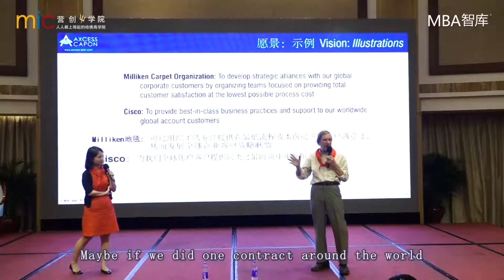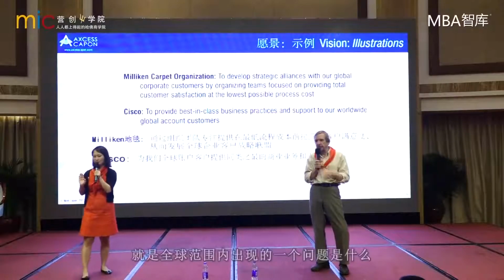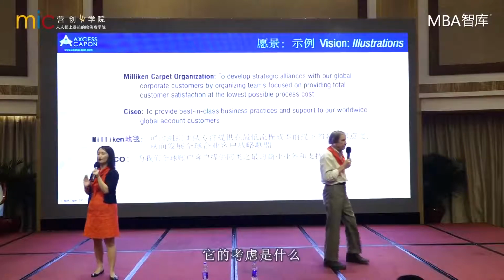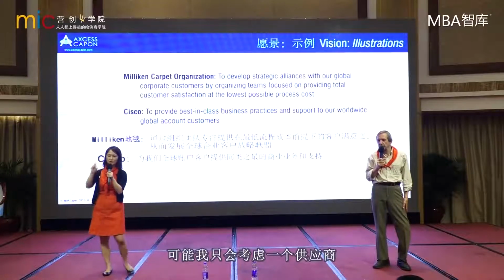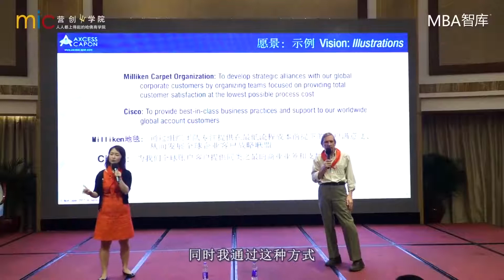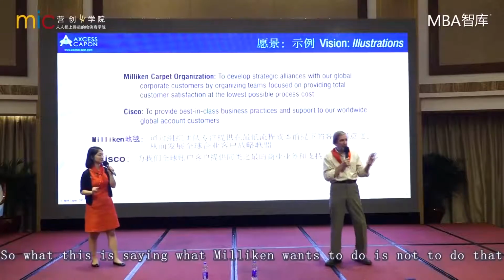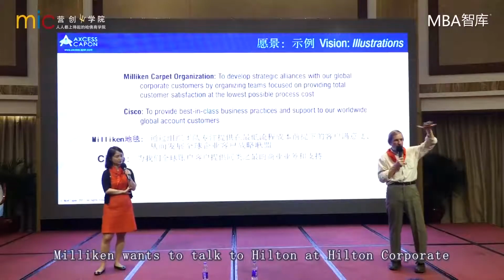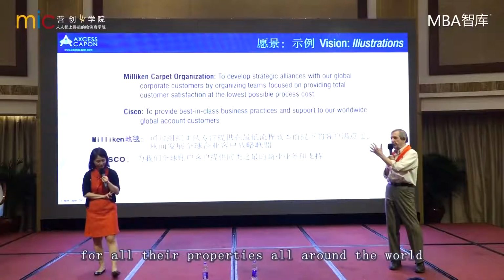But let's suppose someone at Hilton Corporate says, well, we're buying carpet in all these different countries. Maybe if we did one contract around the world, we would end up with better service and maybe a better price. 刚才我们其实讲到了这个问题，就是全球范围内出现的一个问题是什么？供应商数量被砍掉了，所以对于希尔顿酒店的时候，他的考虑是什么？可能我不会说法国用一个供应商，英国用一个供应商，美国用一个供应商，可能我只会考虑一个供应商。这个供应商呢，为我所有国家的酒店地毯提供解决方案，提供产品。同时呢，我通过这种方式可以大量的削减我的采购成本。So what this is saying, what Milliken wants to do is not to do the country-by-country arrangements. Milliken wants to talk to Hilton at Hilton Corporate and make major deals and major agreements for all their properties all around the world.